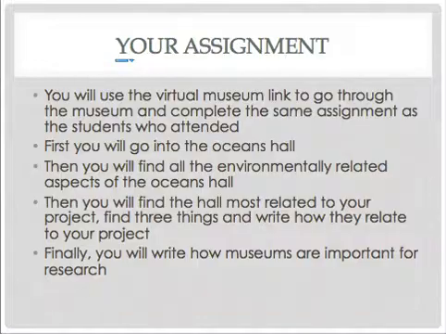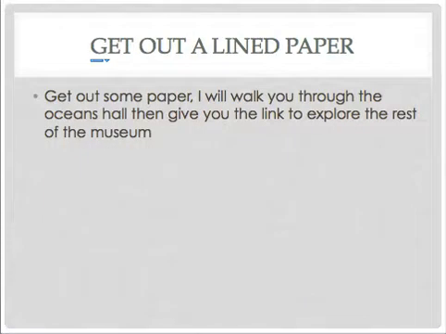Your assignment is going to be to go to a virtual museum link and go through the museum and complete the assignment as those who actually were in the museum did. You'll be able to go into the exhibits using the virtual link. First, you'll go into the Oceans Hall. You'll wander through the Oceans Hall and find all the environmentally related aspects of the Oceans Hall, and you'll write those down. Then you'll find the hall most related to your project. You'll find 3 things related to your project and write down how they relate. Then, at the end, you'll write how museums are important for research and how they bring things to life.